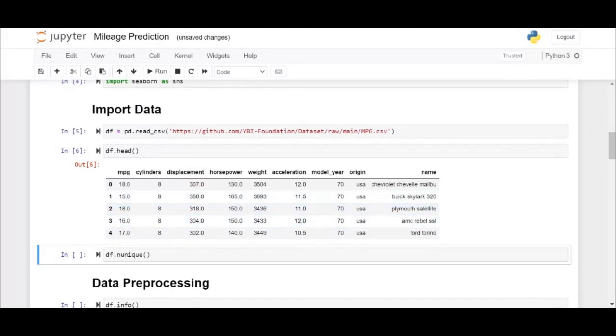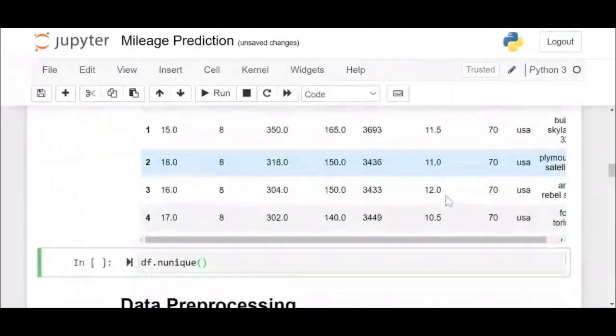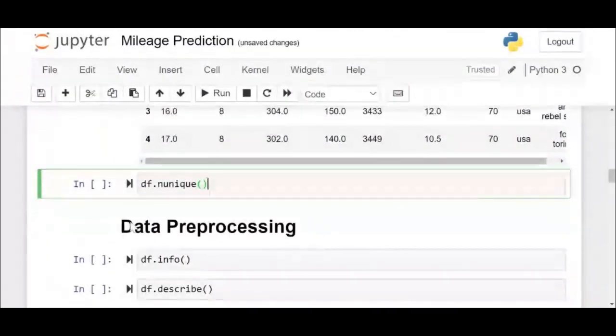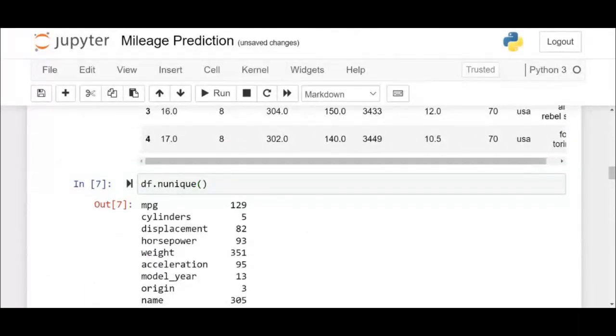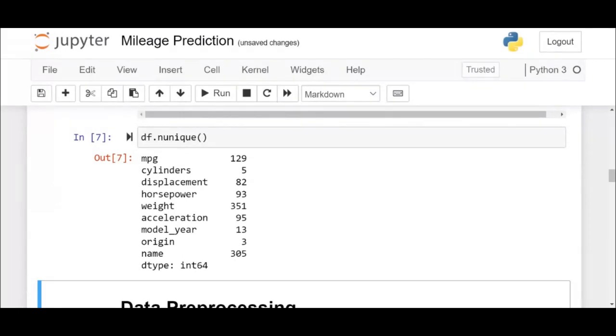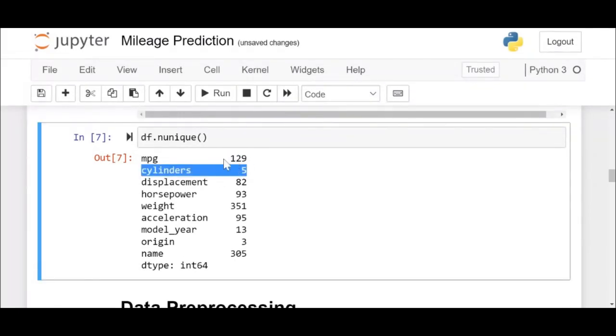There is a command called df.nunique, the number of unique values. If you run that, we will find out about the categorical variables, not the continuous variables, because continuous variables have many unique values. We run this function to find out the categorical variables, how many categories or classes there are.